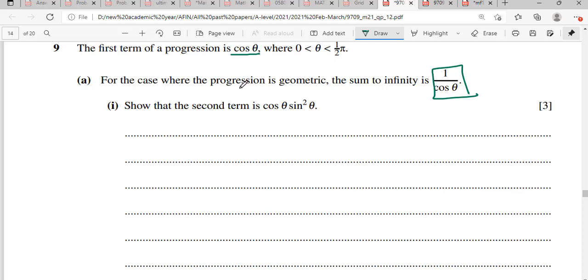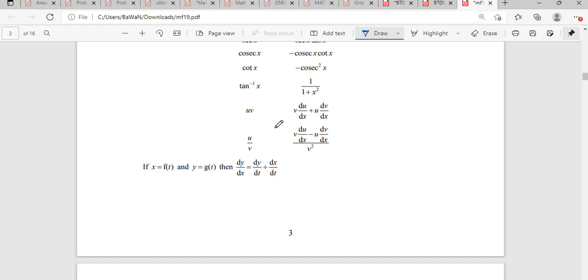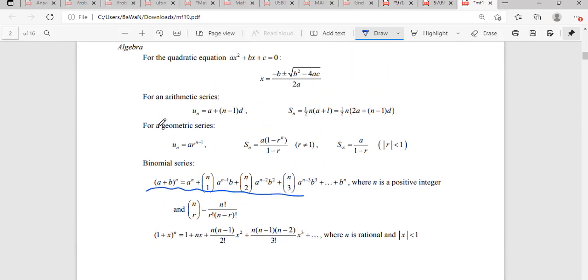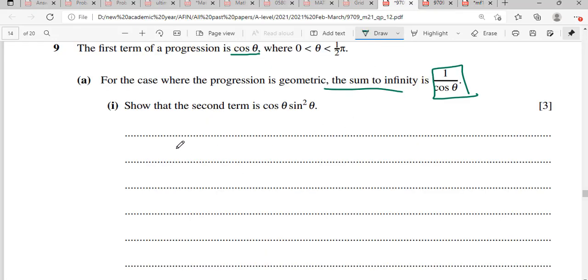For progression questions, the first thing you need to write is the rule. What's given? This is the sum to infinity. Let's find the sum to infinity in the MF19. Okay, geometric series, sum to infinity. So S infinity is A over 1 minus R. What does that mean? This is S infinity, and A is the first term.